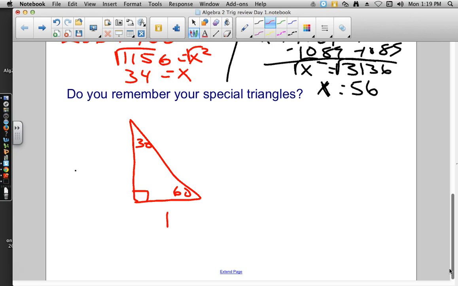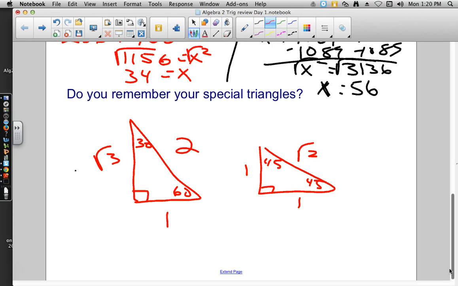The short side is 1, the hypotenuse 2. The other side is the square root of 3, and it's 45, 45, 90. These are easy to name, for it's 1, 1, square root of 2 in the triangle game.